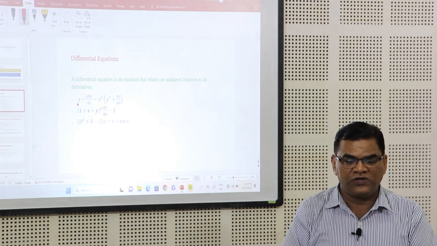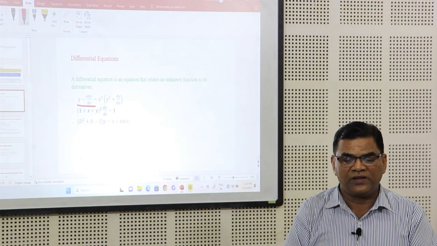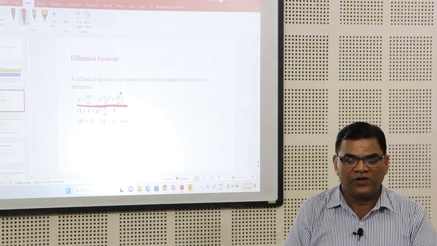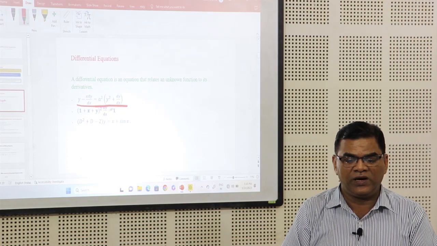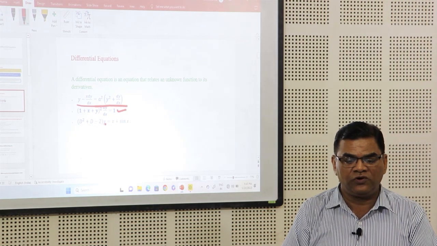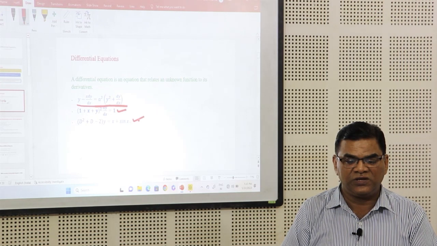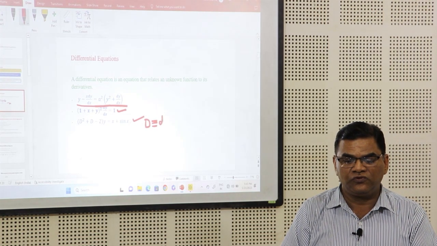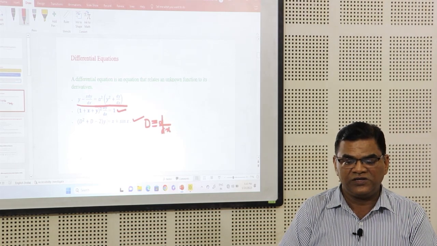Examples of differential equations are (y - x) x dy/dx = a^2 y^2 + dy/dx. Similarly, (1 + x + y)^2 dy/dx = 1 is again a differential equation. (D^2 + D - 2) y = x + sin x is again a differential equation, where capital D is identical to d/dx, the differential operator.